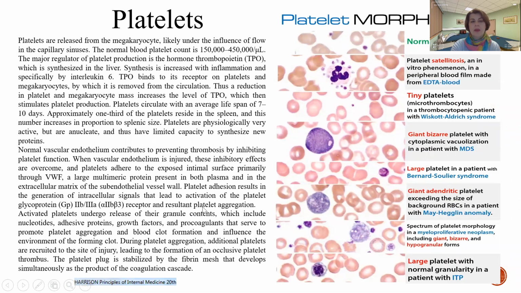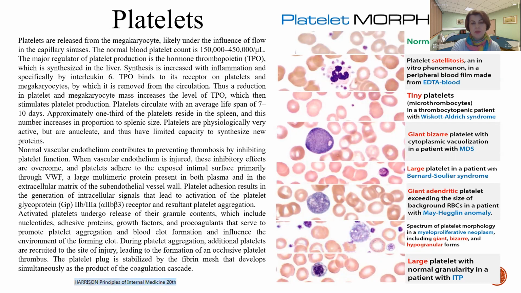Platelets are released from megakaryocytes and are part of our blood system, and likely under the influence of the flow in the capillary sinuses, they will appear from megakaryocytes. The normal blood platelet count is around 150 to 450 per nanoliter, and the major regulator of platelet production is the hormone called thrombopoietin, which is synthesized in the liver. Synthesis is increased with inflammation, and specifically by interleukin 6.